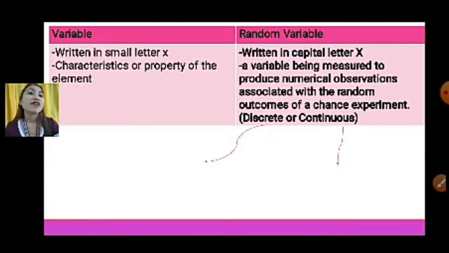And then we have random variable. Since we have variable, we also have random variable. When we say random variable, it is written in capital letter X. Capital letter X again. A random variable is a variable being measured to produce numerical observations associated with the random outcomes of a chance experiment.